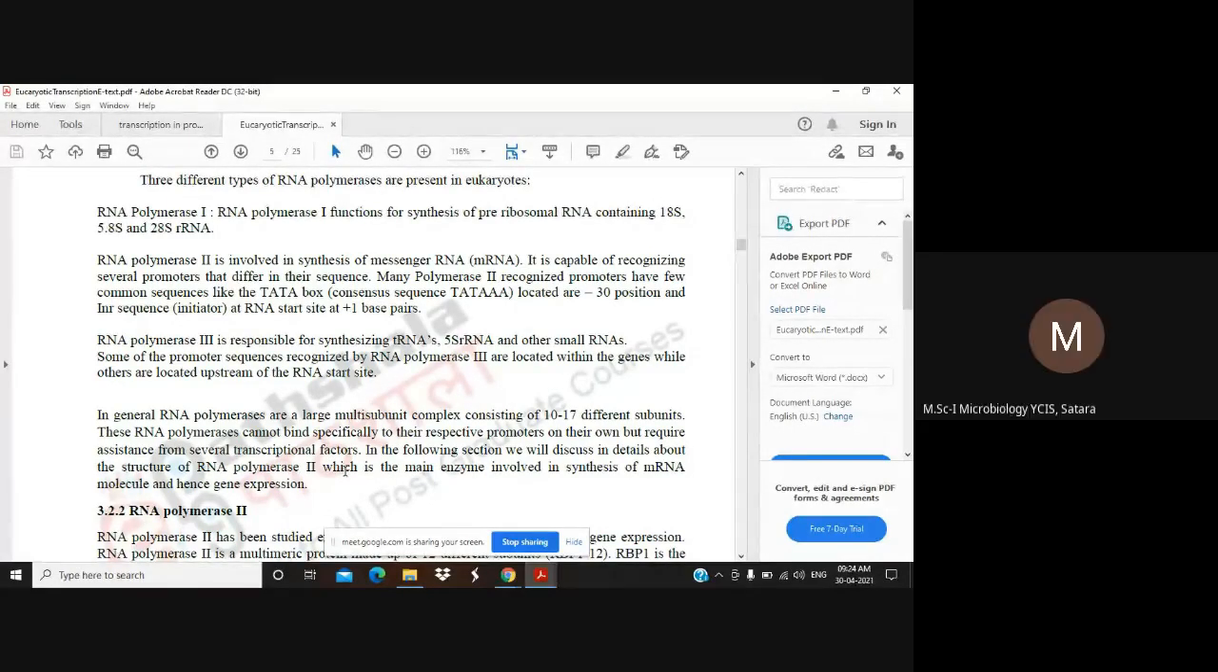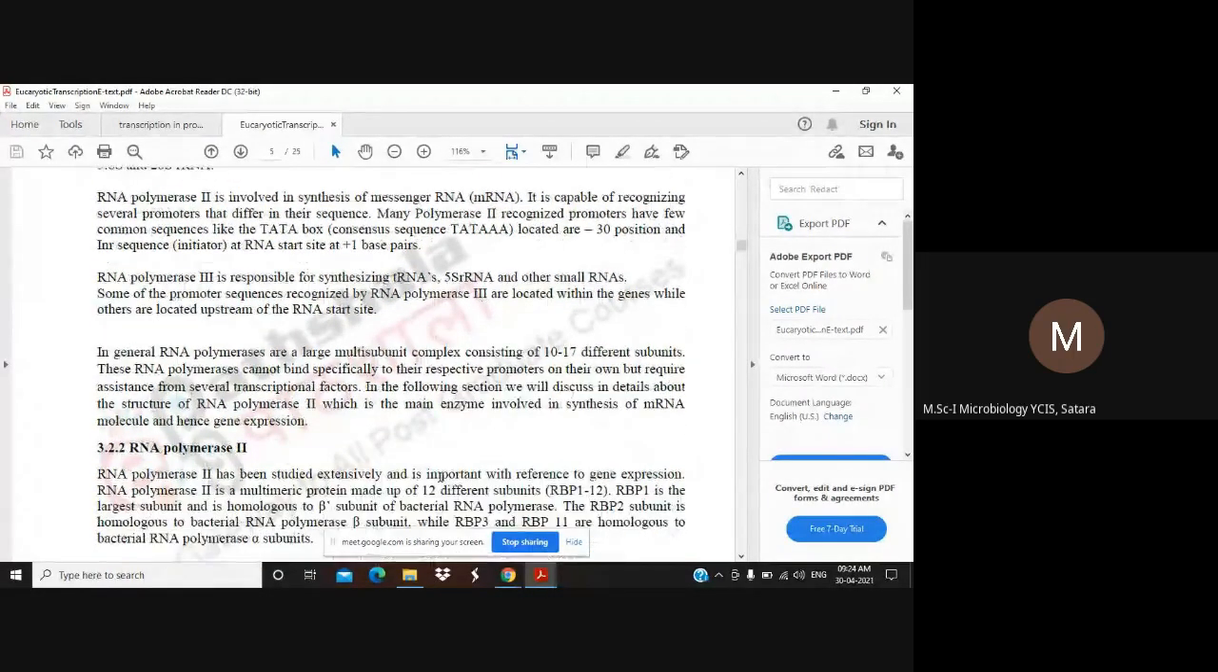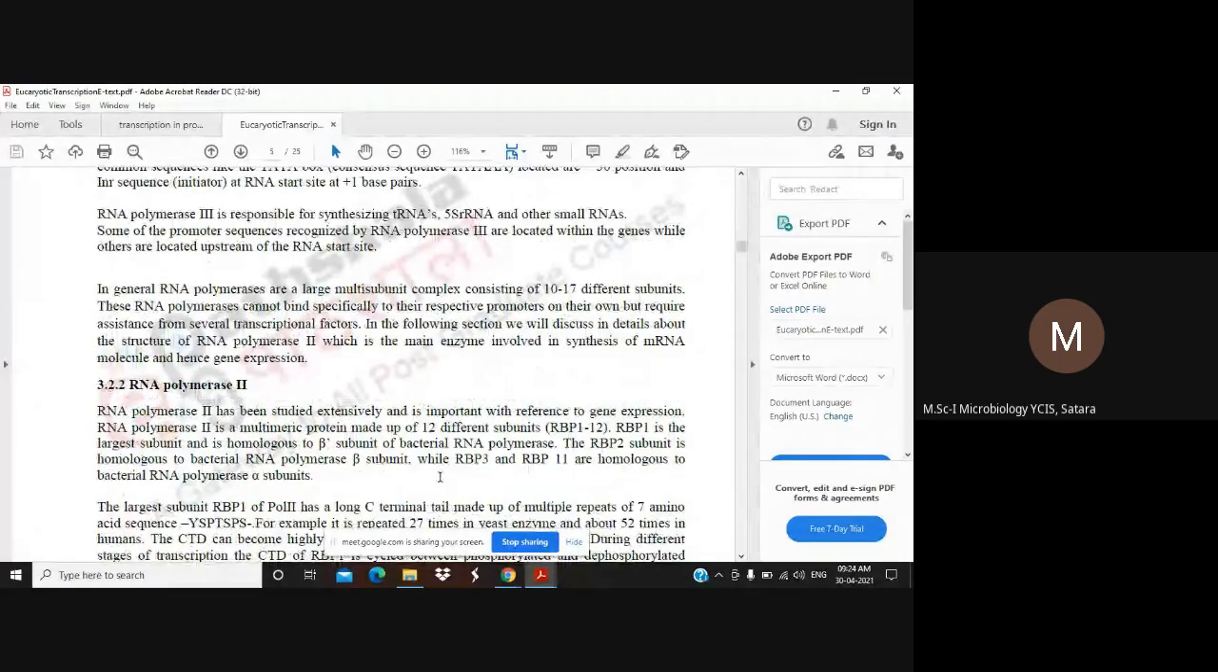No ma'am, primer is not required. Okay. So template is required, but primer is not required. So RNA polymerase is a large multi-subunit complex. It contains various subunits.